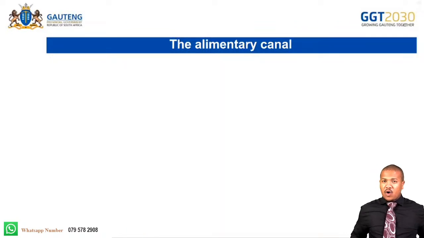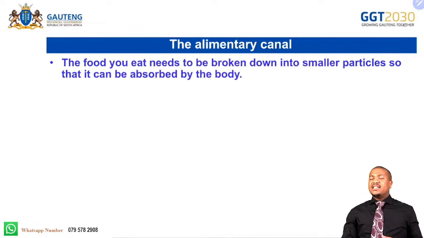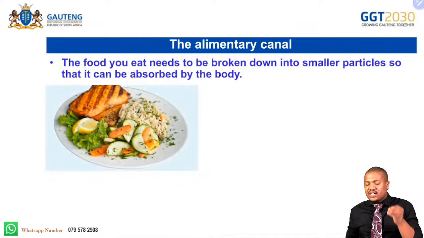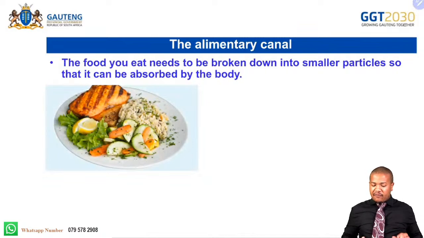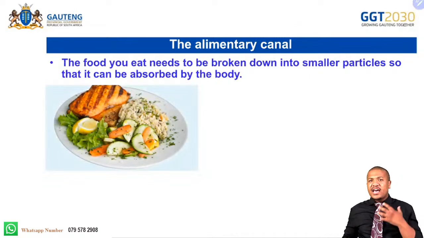Now, moving on. The food that we eat is presented on a beautiful plate, right? A beautiful plate having different what? Nutrients. So the food that we eat needs to be broken down into smaller particles so that it can be absorbed by the body, right? Now let's look at our lovely meal here. We have some eggs, we have some avocados, we have some rice, we have some meat, and so on, right?